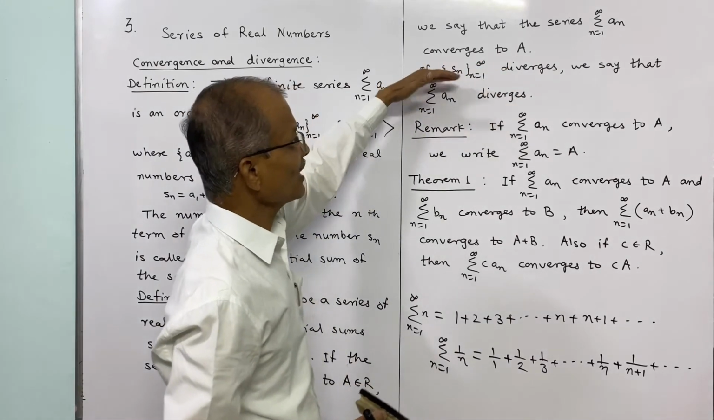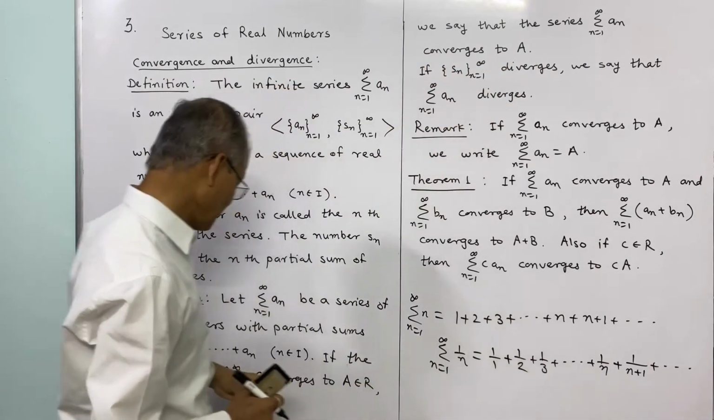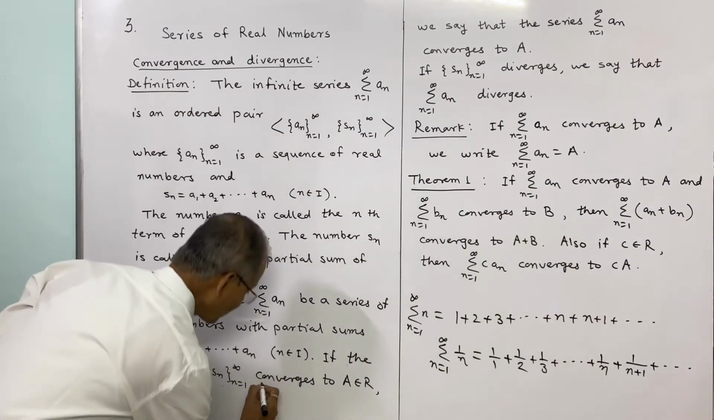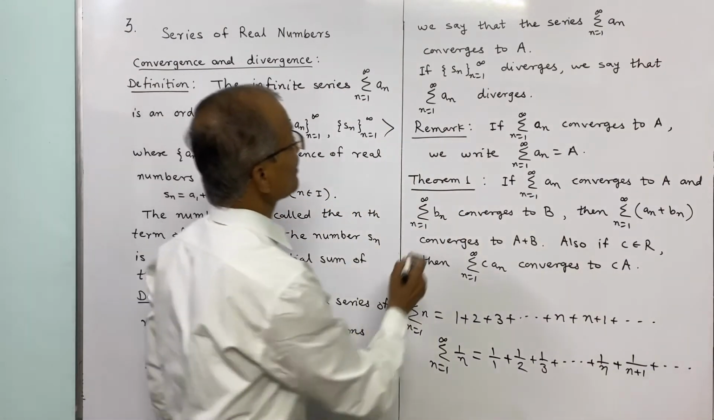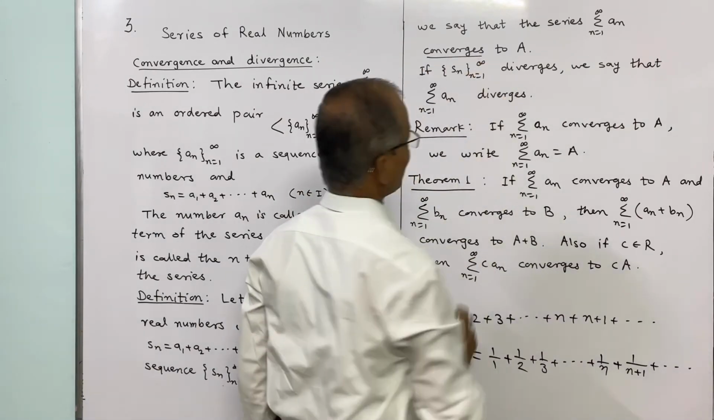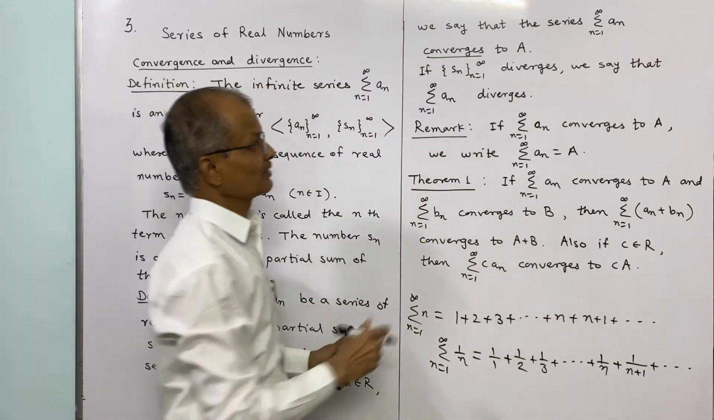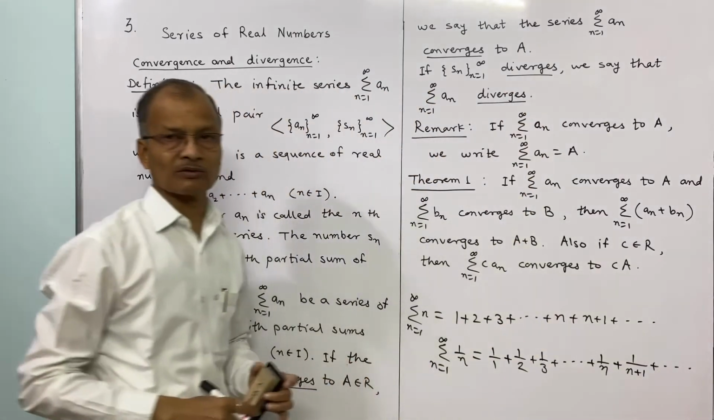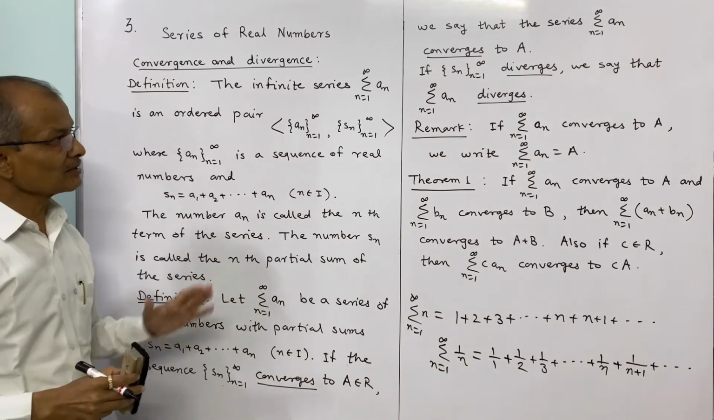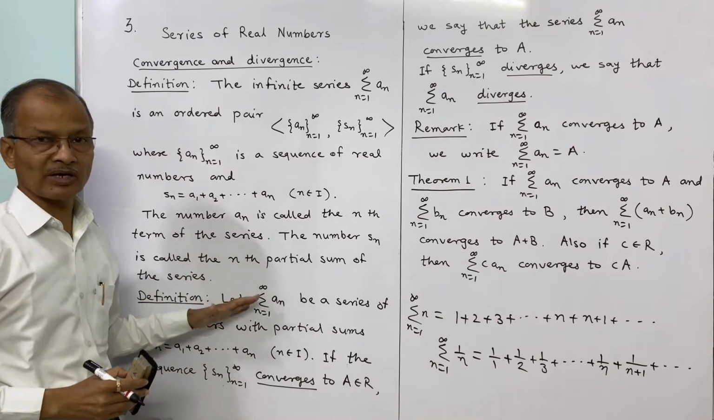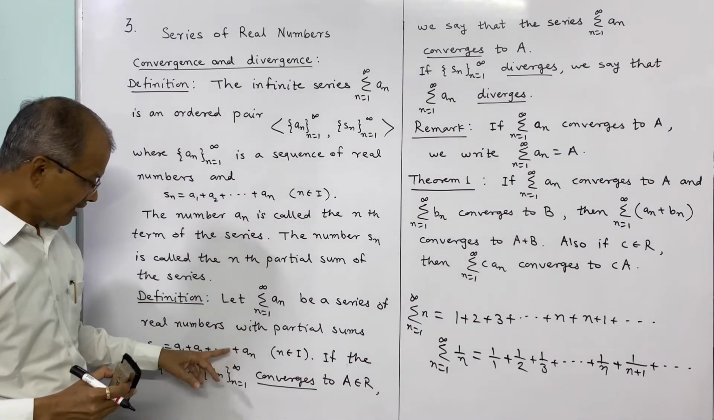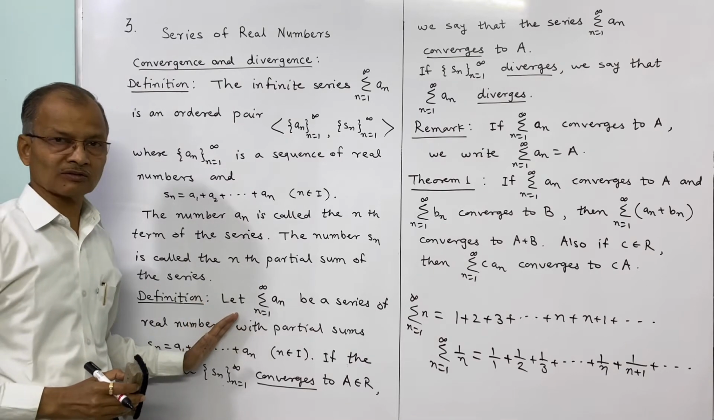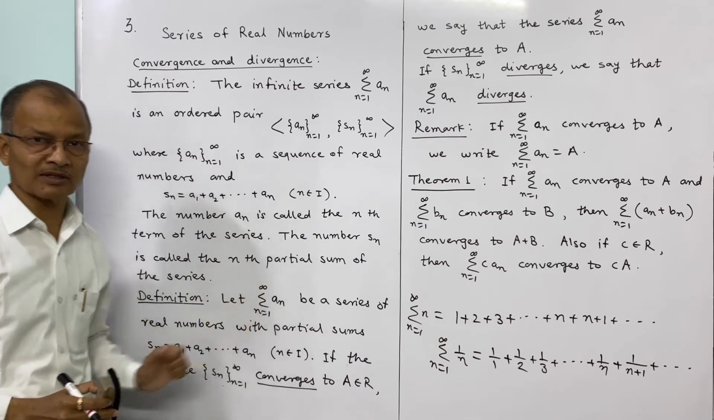And the second part, when the series is said to be divergent. So if Sn converges, the series also converges. And again, if Sn diverges, then we say the series sigma an also diverges. So that means the behavior of the series depends on the behavior of the sequence of partial sums. If it is convergent, the series is convergent, and if it is divergent, the series is divergent.